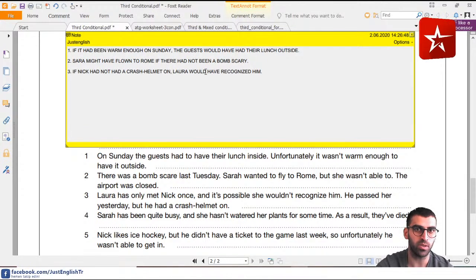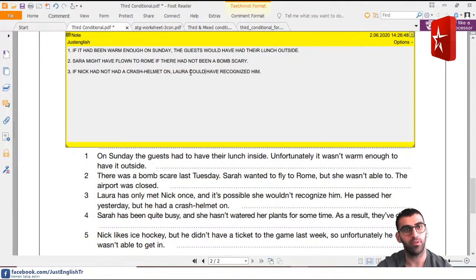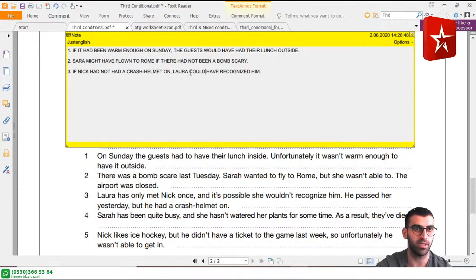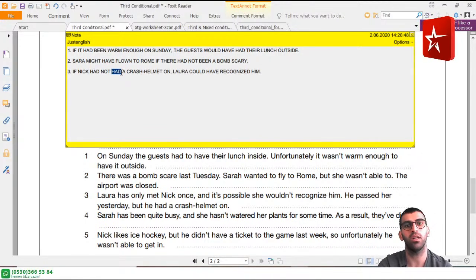Or we can also use could. It's a kind of possible situation in the past, like because of a crash helmet that Nick wore or was wearing. That's why she couldn't recognize Nick. Yes, if Nick hadn't had a crash helmet. Also here I could use the worn, like worn, giymek we say in Turkish. If Nick hadn't had a crash helmet on, Lara could have recognized him. Yeah, that is the correct answer for number 3.